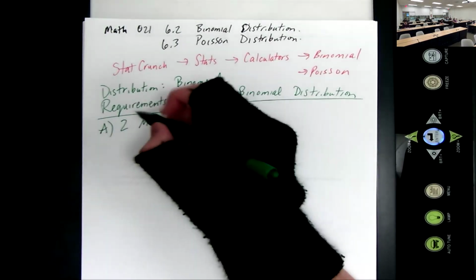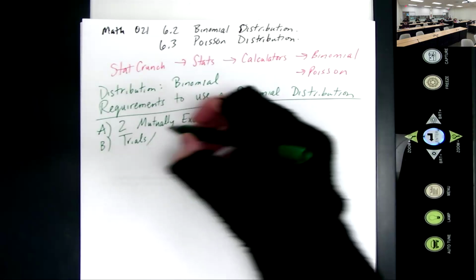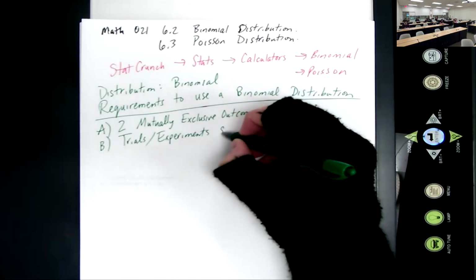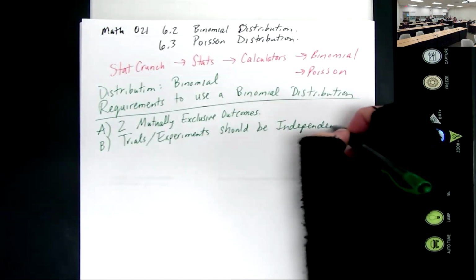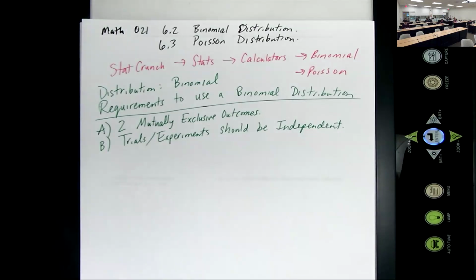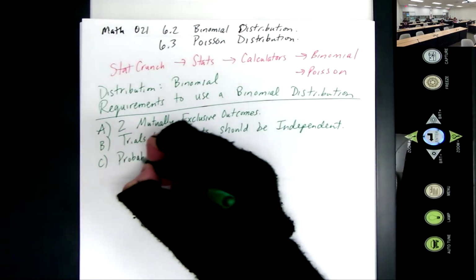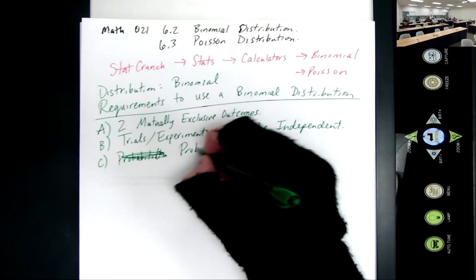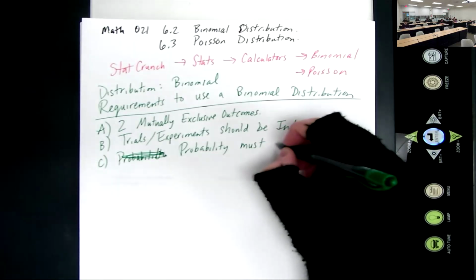B. The trials or experiments should be independent. C. Probability must stay the same.